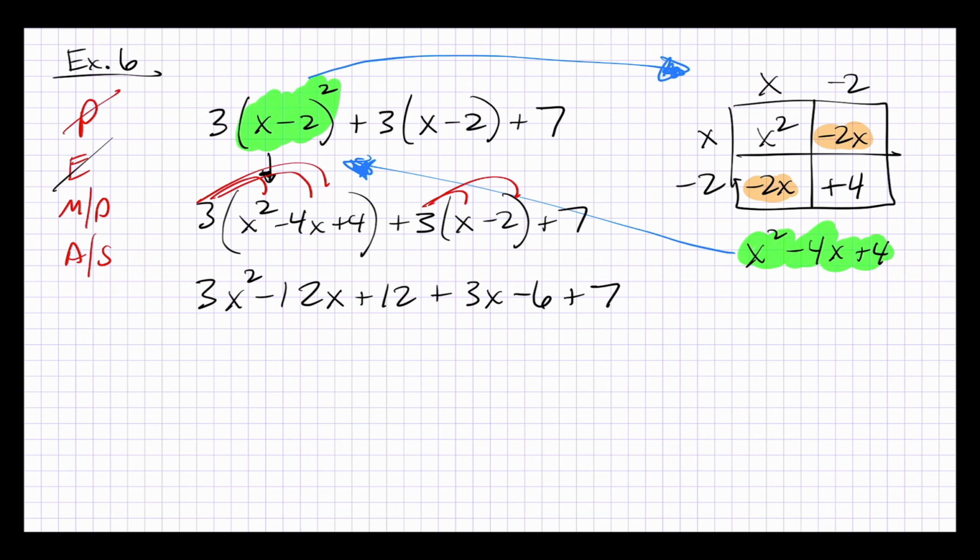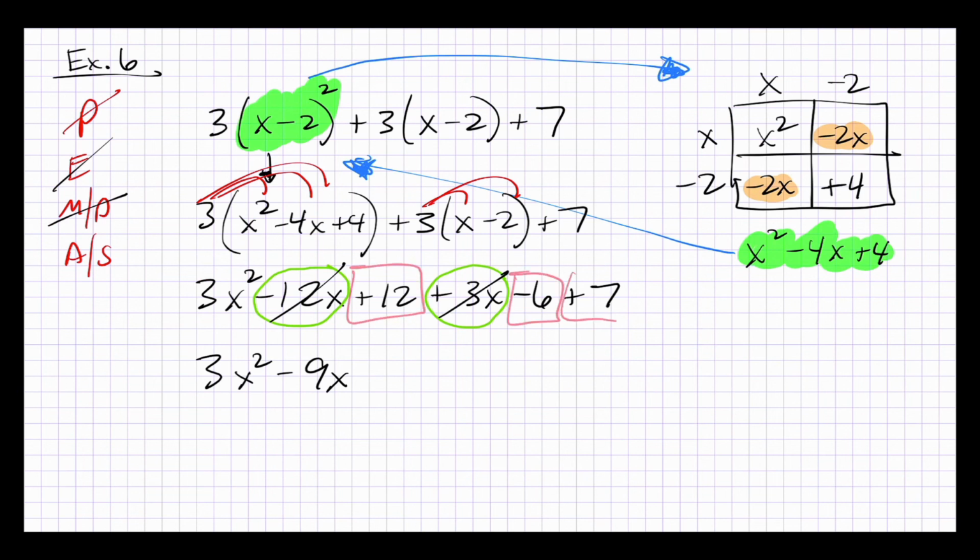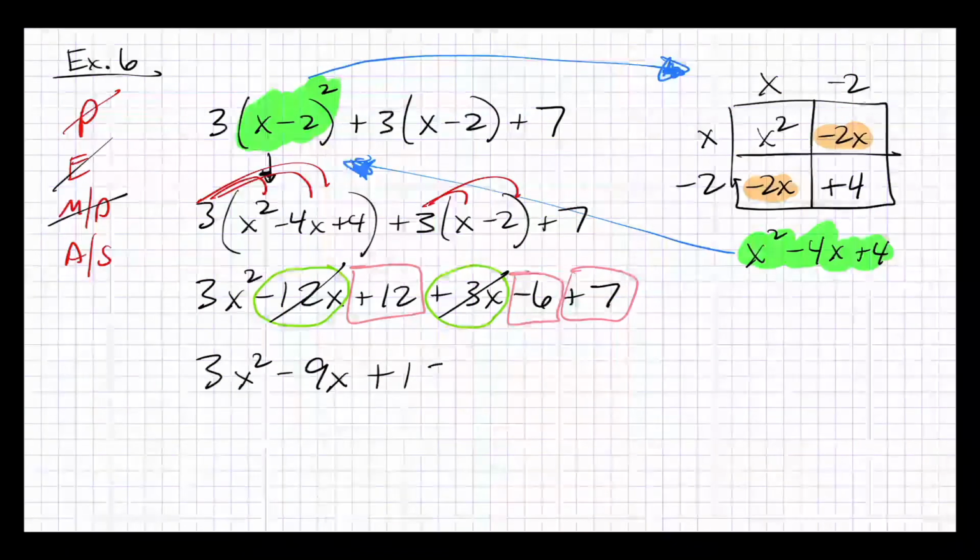Okay, no more multiplication, no more division. Now addition, subtraction. So this guy and this guy. So I have 3x squared minus 9x. Twelve minus 6 is 6 plus 7 is 13.